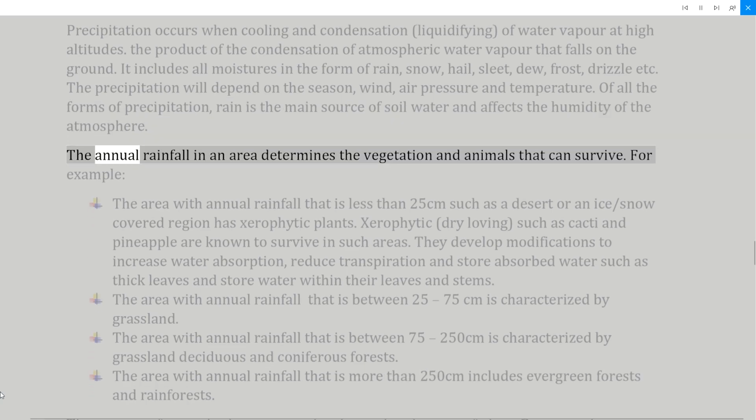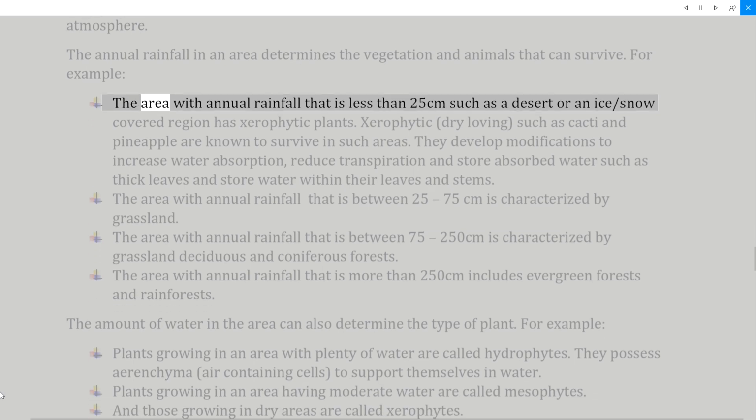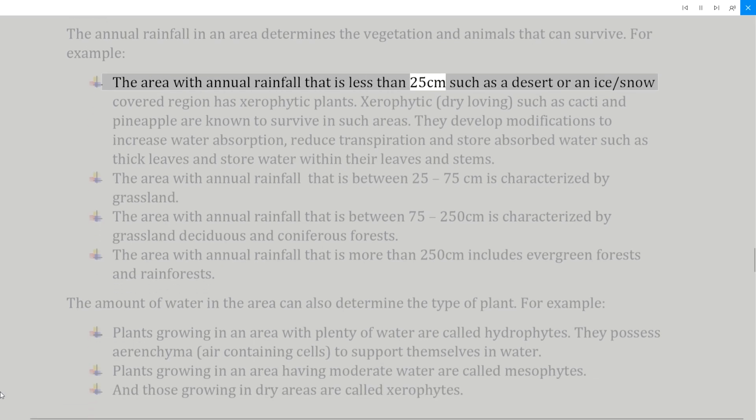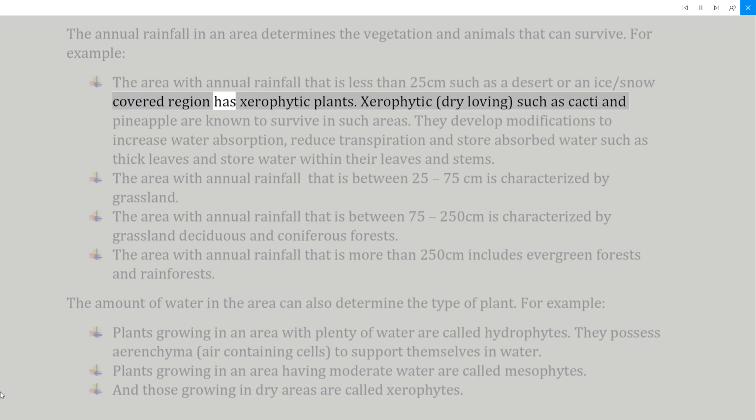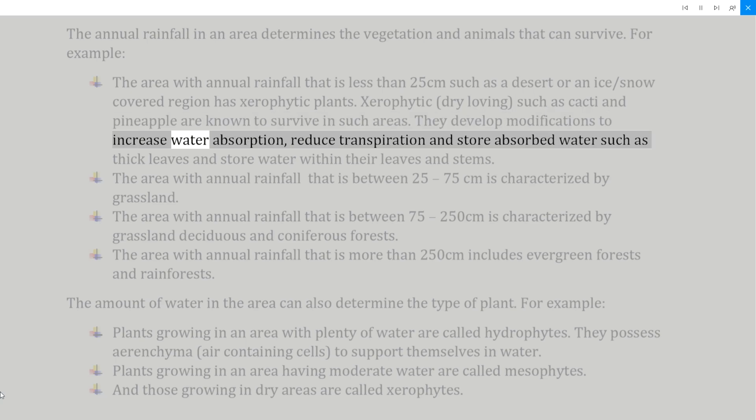atmosphere. The annual rainfall in an area determines the vegetation and animals that can survive. For example, the area with annual rainfall that is less than 25 centimeters, such as a desert or an ice/snow-covered region, has xerophytic plants. Xerophytic, dry-loving, such as cacti and pineapple, are known to survive in such areas. They develop modifications to increase water absorption, reduce transpiration, and store absorbed water, such as thick leaves, and store water within their leaves and stems.